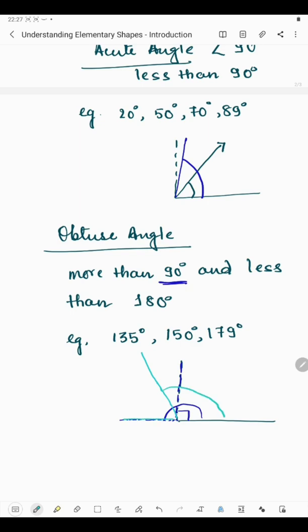So this angle is called obtuse angle, means more than 90 degree but less than 180 degree. Suppose if I draw the line here, this is also less than 180 degree because 180 degree is here, a straight angle. So this angle is more than 90 degree but less than 180 degree. So these are obtuse angle. So obtuse angle means more than 90 degree but less than 180 degree. Okay.